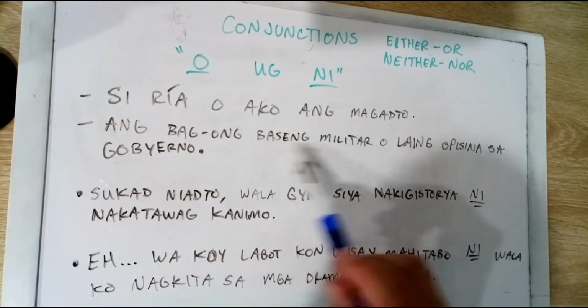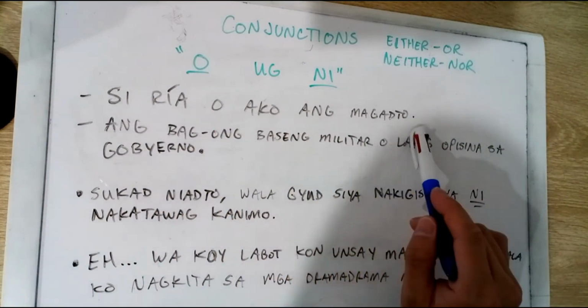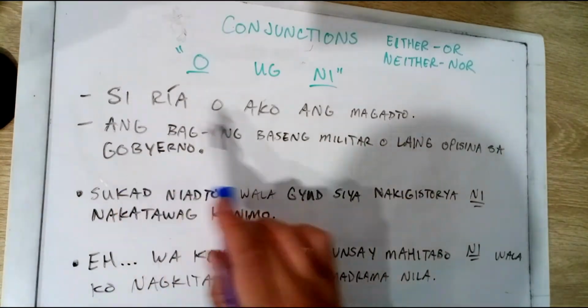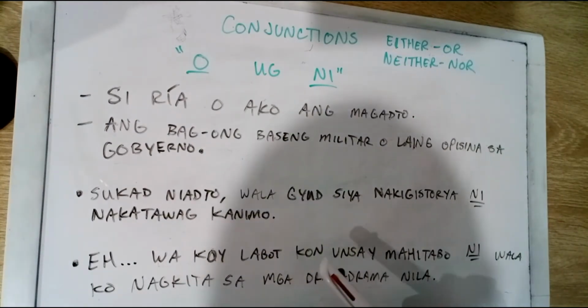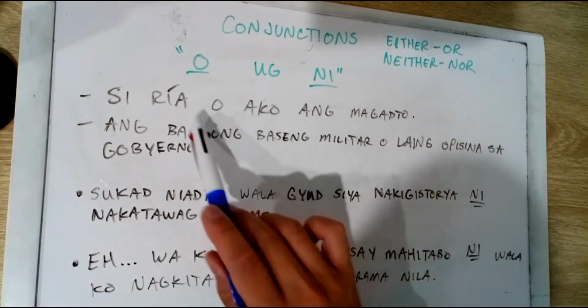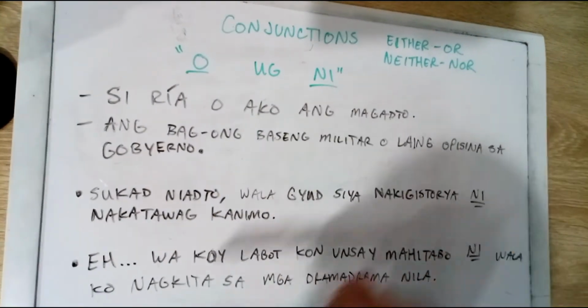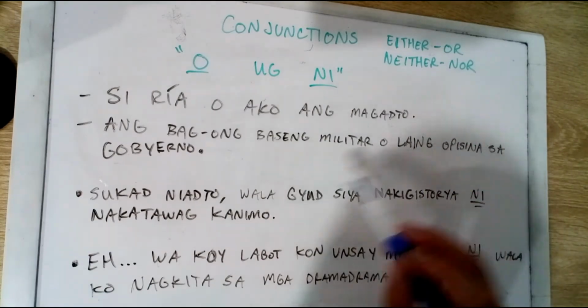So the first sentence is just a review, really, really easy stuff, right? Si Ria o ako ang magadto. That's it. Really easy. Either Ria or I are the one to go, or will go, right? That's why you can translate this all into either-or, right? Either Ria or I are the one to go.